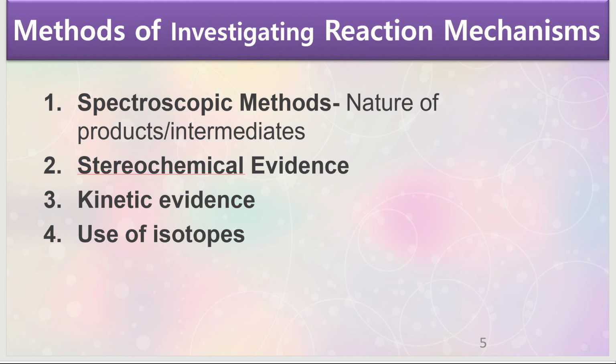For the third one, we'll look at the kinetic evidence, the rate of the reaction and how varying a particular reactant will affect the product. And then finally, the use of isotopes, whether or not we're substituting our carbon 12 for carbon 13, or oxygen 18 for oxygen 16, etc. So all of these methods will give us clues into our reaction mechanisms.